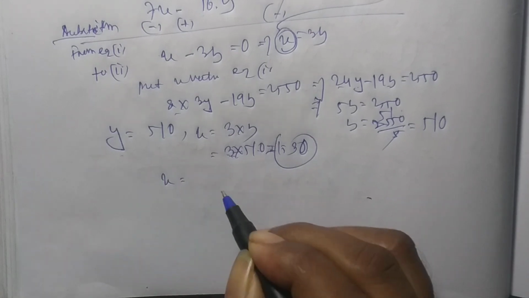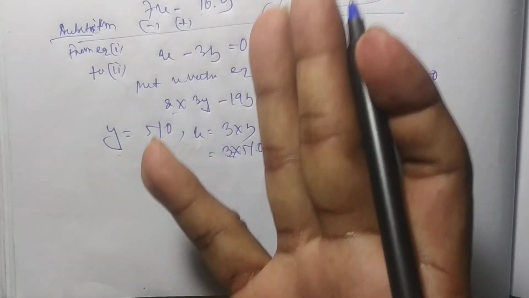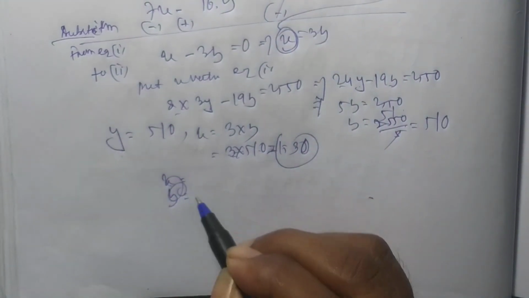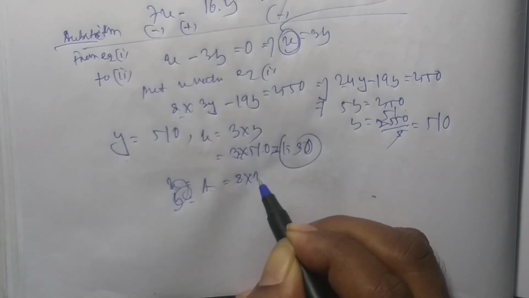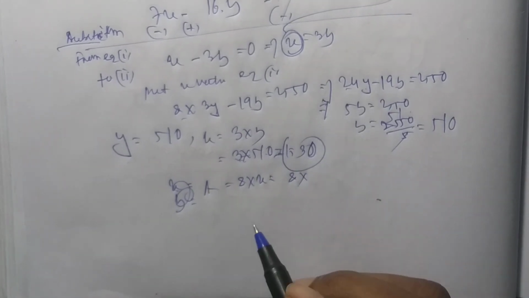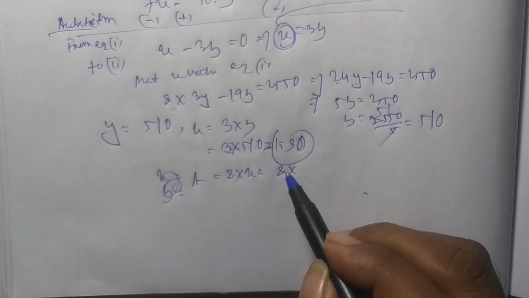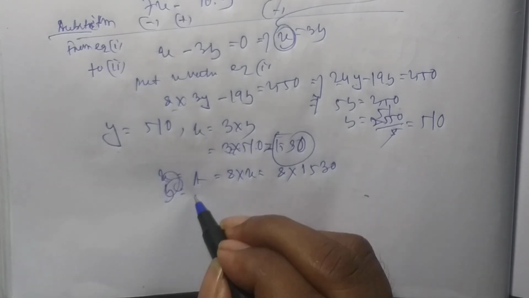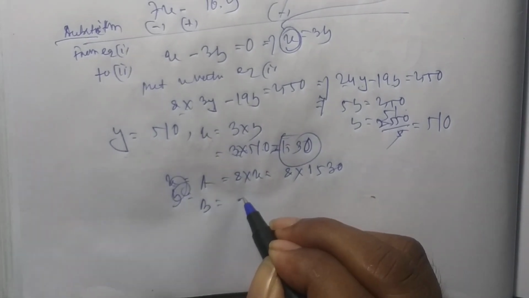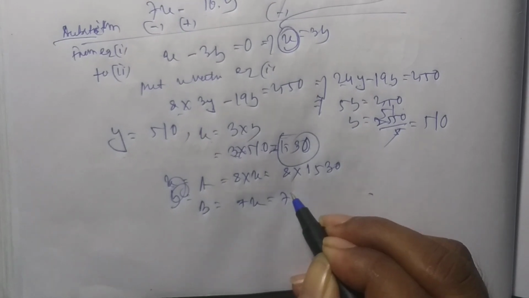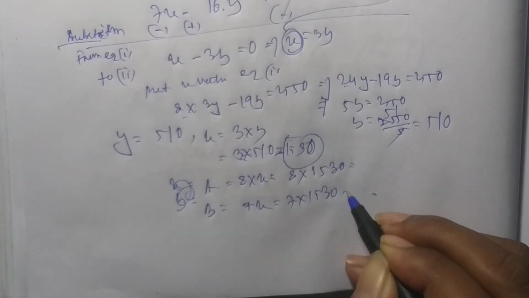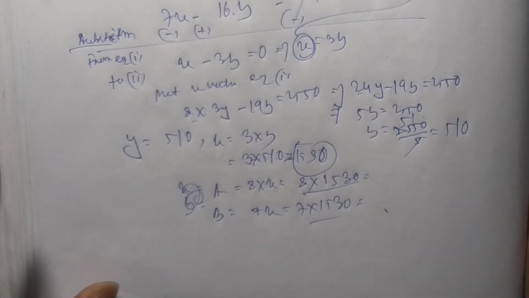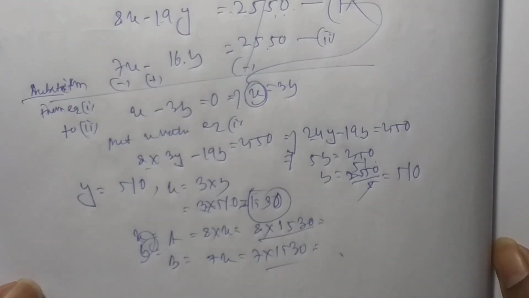If you got the x and y values, then you will find what the income and expenditure are. So A's income 8x is 8 into the x value, 1530. Then B's income is 7x, 7 into 1530. Then you multiply this and you will get the answer. If you have doubts, once again I will show you the answer. You see properly.